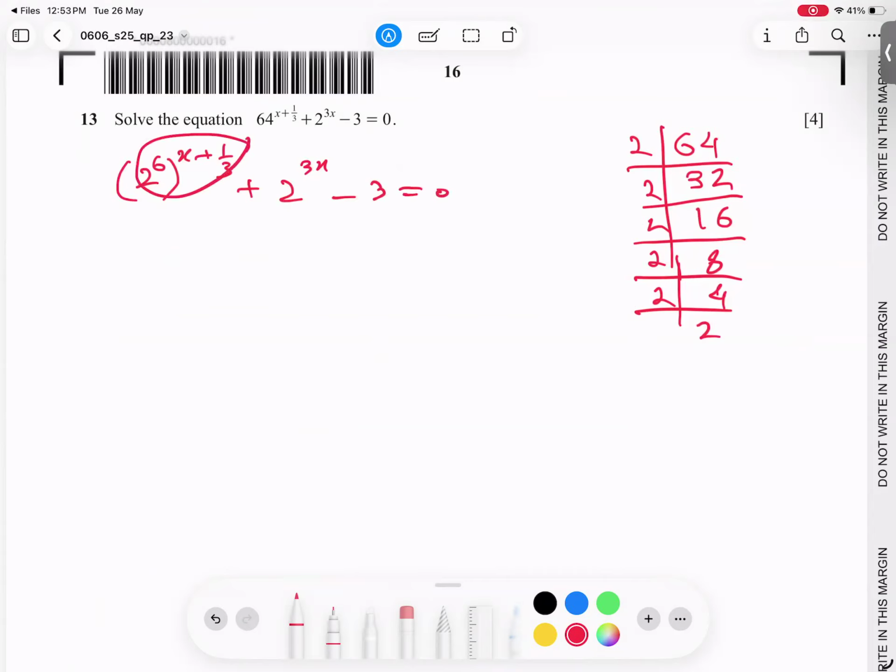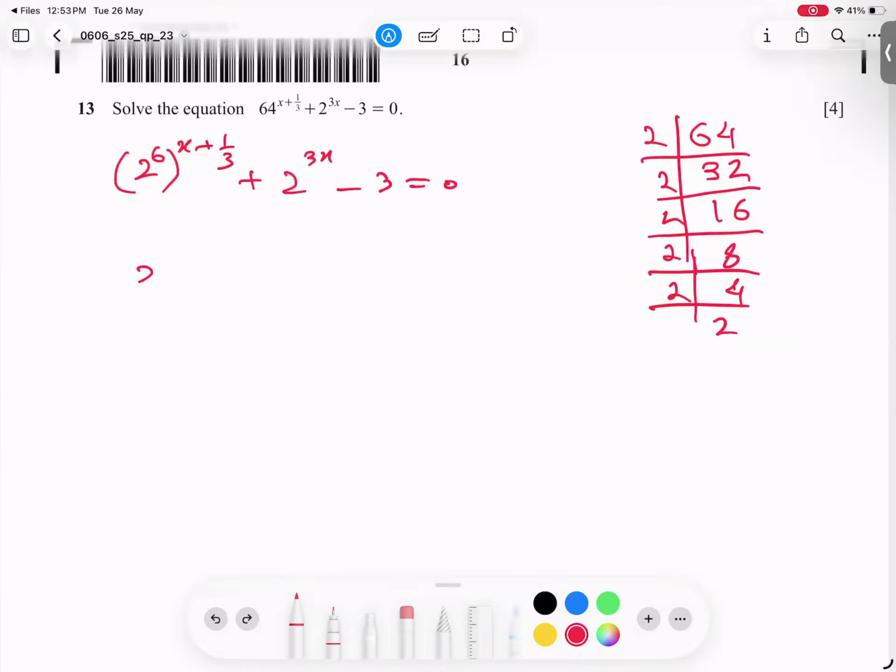Power multiply, we get 2 to the power 6x plus 2. And here I got 2 to the power 3x. Now, student, there is a plus in the middle. We can break it in two parts, 2 to the power 6x times 2 to the power 2. And I think it is clear.